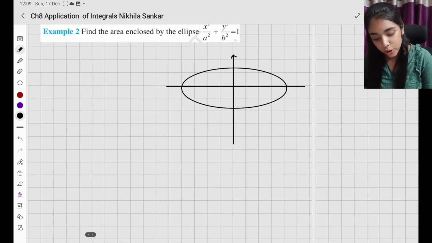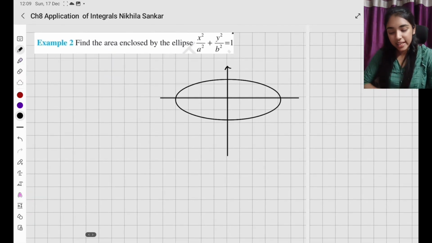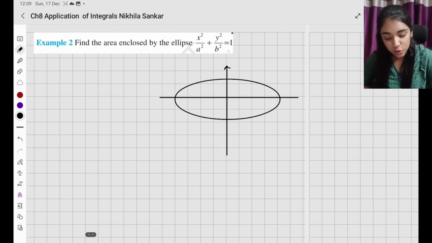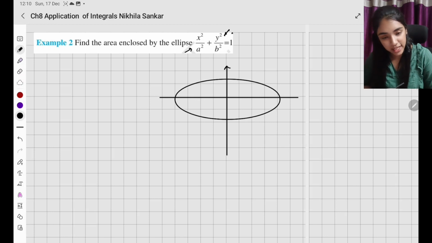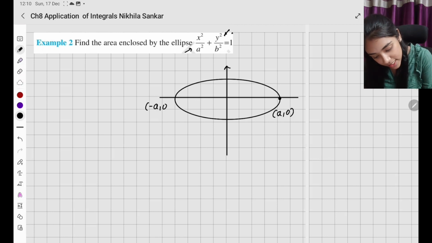Now, example 2. Find the area enclosed by the ellipse. The ellipse is given, so here we have x square by a square plus y square by b square. Let me take this to be my major axis and this to be my minor axis. Now x square by a square, this particular point is going to be a comma 0 and this is going to be minus a comma 0.